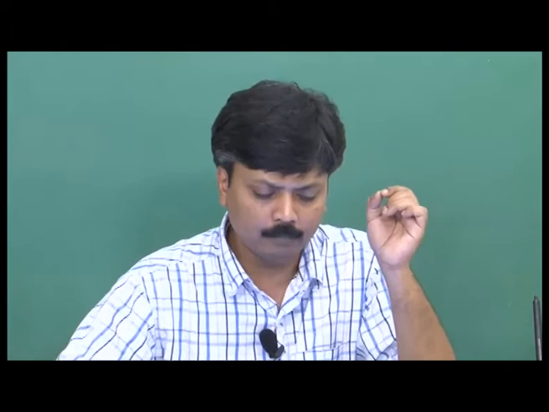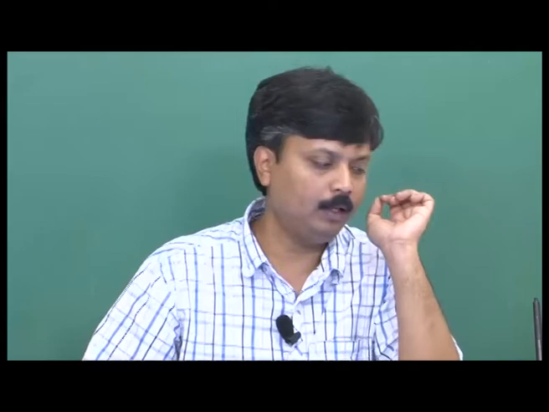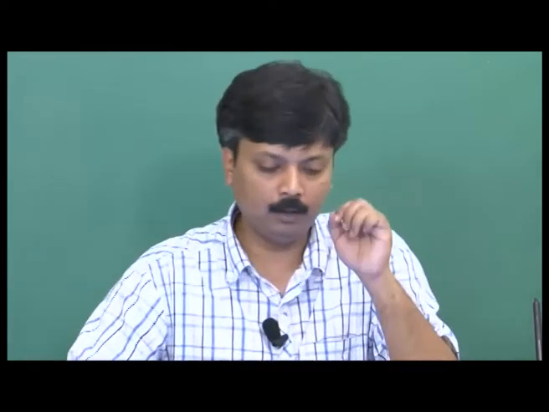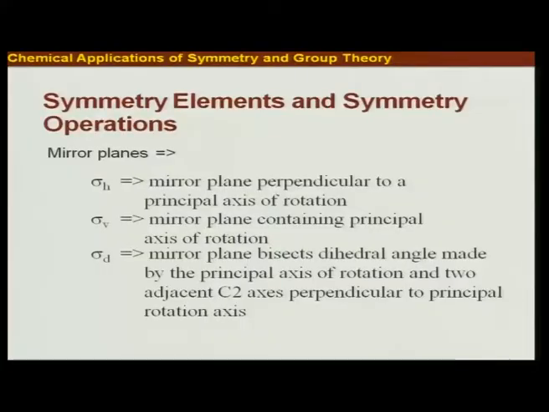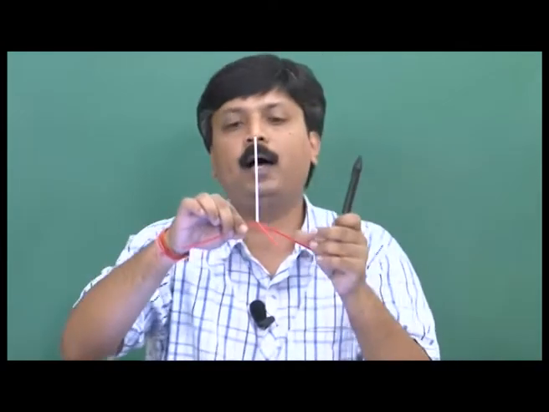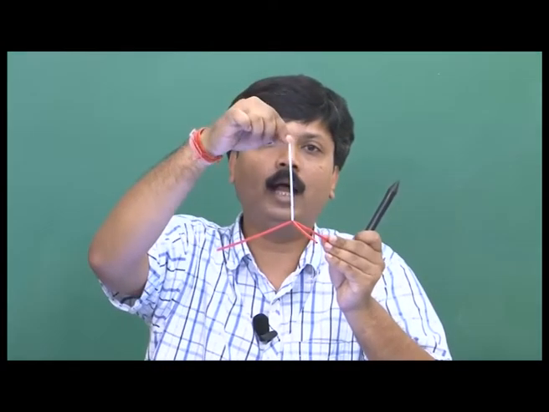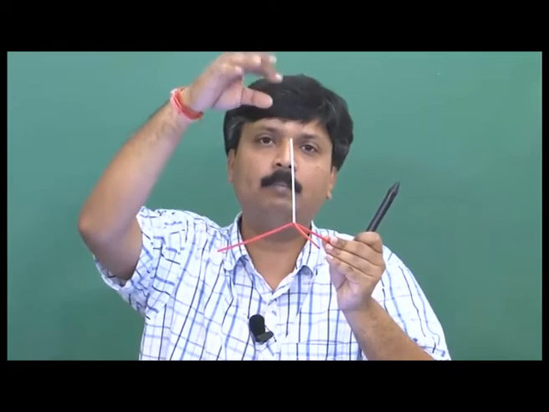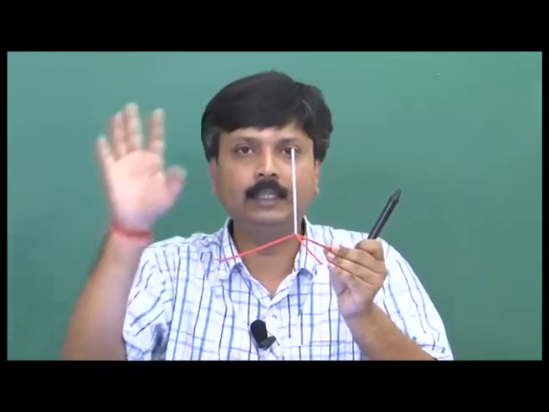So what is sigma V? You can see the definition of sigma V on your screen. So sigma V is here. Sigma V is the mirror plane which contains a principal axis of symmetry. We have learned about the principal axis of symmetry. Say for example here, this CH bond, and if I have an axis through this CH bond, that is my principal axis of symmetry, in this particular case C3.